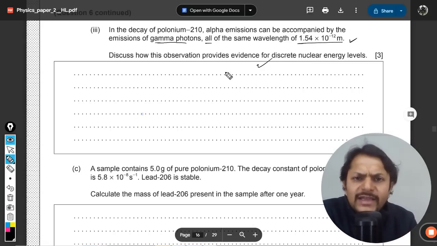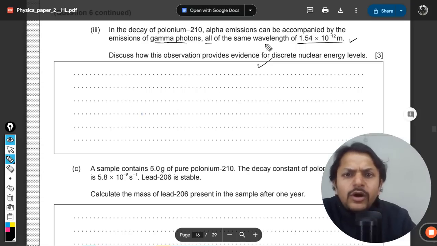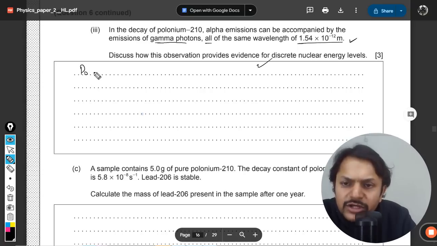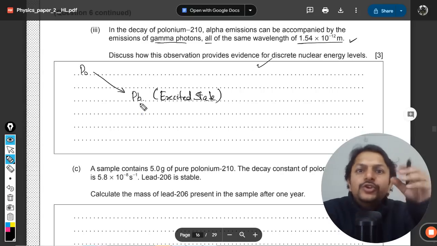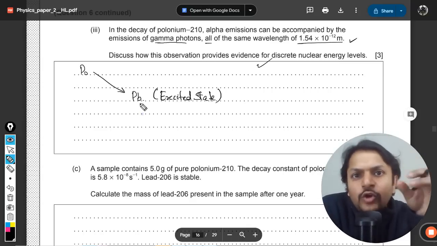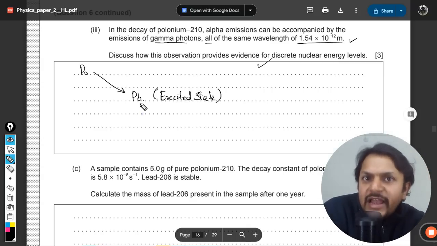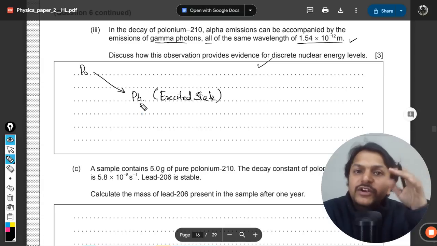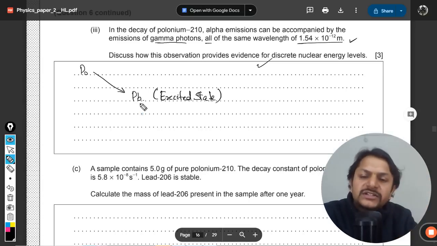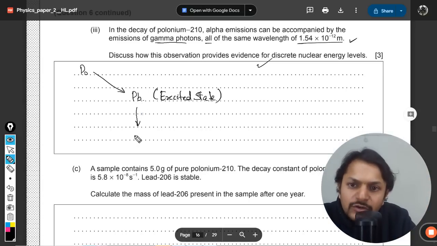So why is that? First of all, let us understand why gamma is emitted. This is polonium. Polonium converts itself into lead, but this lead, when it is created, is in the excited state. Even the nucleus is in the excited state. We are not talking about the electrons in shell number 1, 2, 3. We're not talking about Bohr's theory here. We're talking about within the nucleus. So within the nucleus, now the lead is going into the ground state.